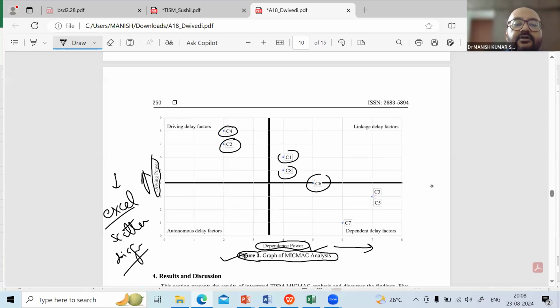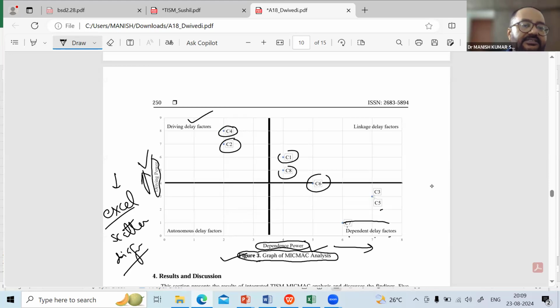This way you are talking about dependence power. If you are more dependent, it means dependent delay factors. So these are the dependent delay factors. C4 is dependent on other factors which are here also, and it is going down, which means less driving force, so it is in this quadrant. You have to define the quadrants according to your barrier, but these two will be permanent: driving power and dependence power.